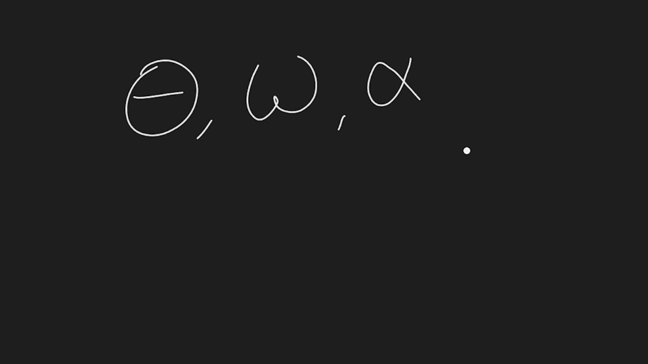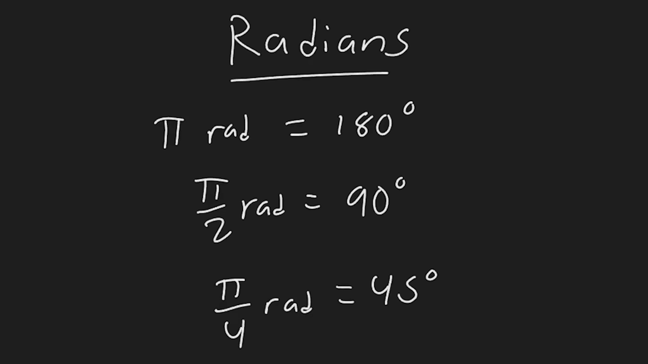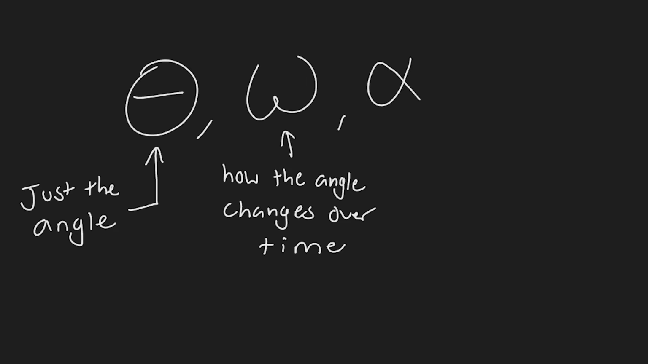The first thing I'm going to do is introduce us to three new variables: theta, omega, and alpha. Theta is basically just the angle, or how rotated an object is. Theta is measured in degrees or radians. If you have never used a radian before, they're just a different way of expressing an angle, where the angle is a fraction of pi, where pi is just 180 degrees. So a 90 degree angle in radians is pi divided by 2, and a 45 degree angle is pi over 4, and so on.